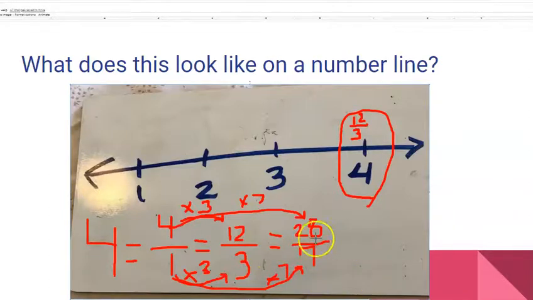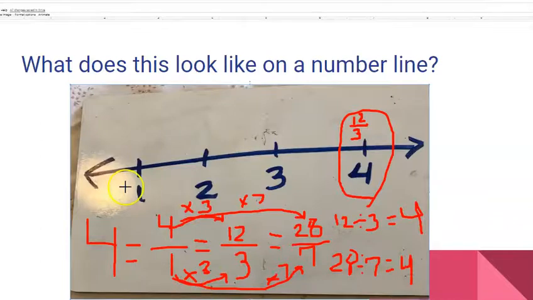Now to double check myself, I can take these two problems and I can divide. So 12 divided by 3 is 4. So do we get the right whole number? Absolutely. 28 divided by 7 equals 4. So we got it right both times. So you can pick different numbers. So we could do a 2 and we would work it out the same exact way. So that is how we solve for equivalent fractions.